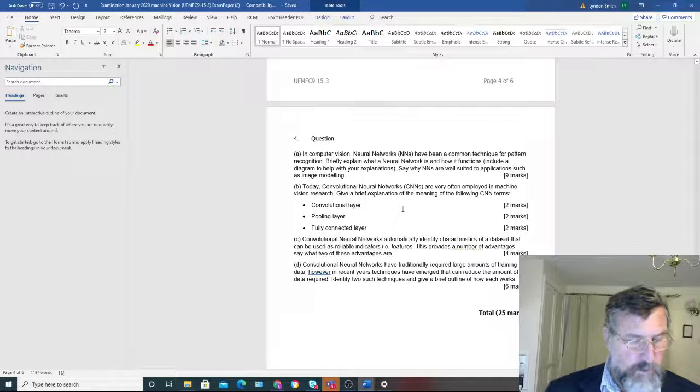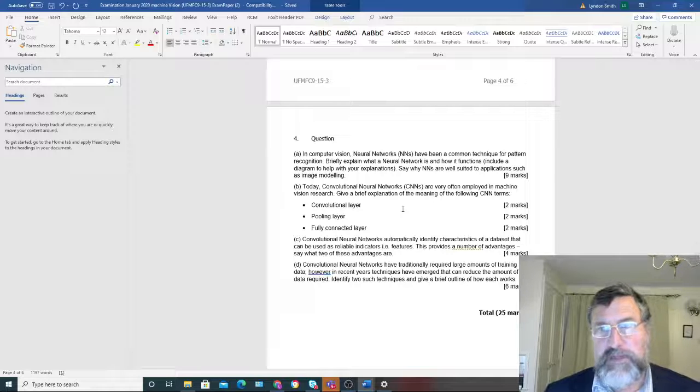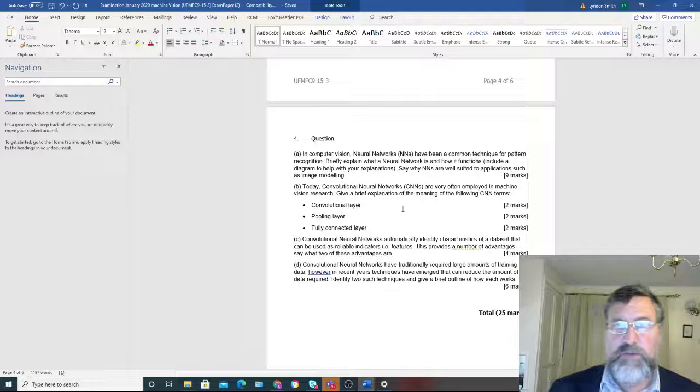Now, question 4. In computer vision, neural networks have been a common technique for pattern recognition. Briefly explain what a neural network is and how it functions. Include a diagram to help with your explanations. Say why neural networks are well suited to applications such as image modeling.